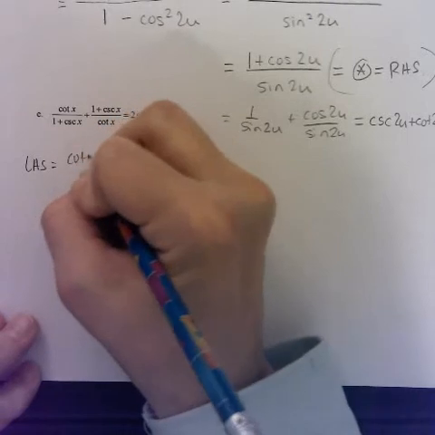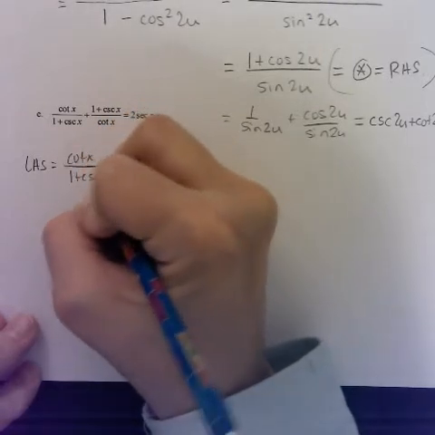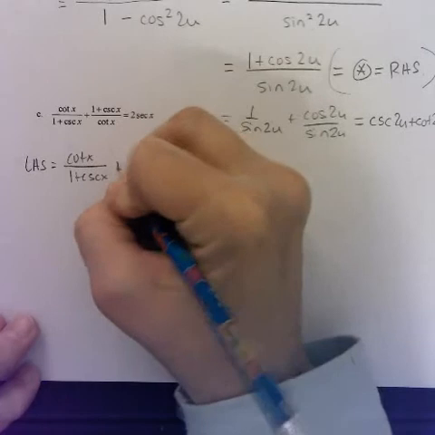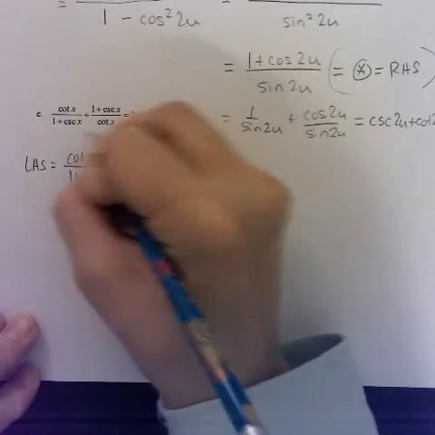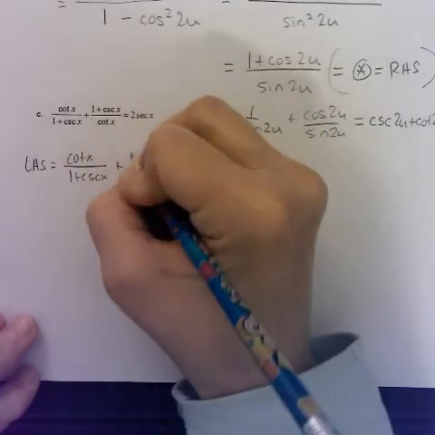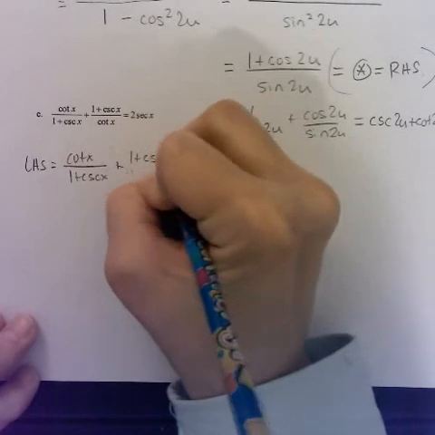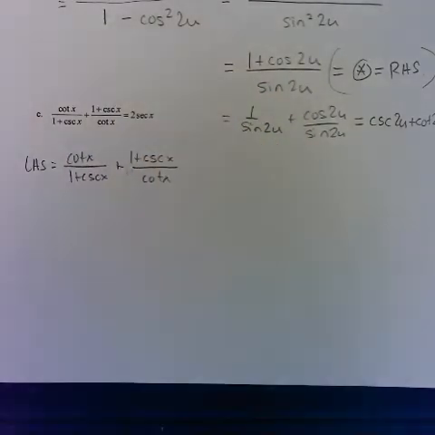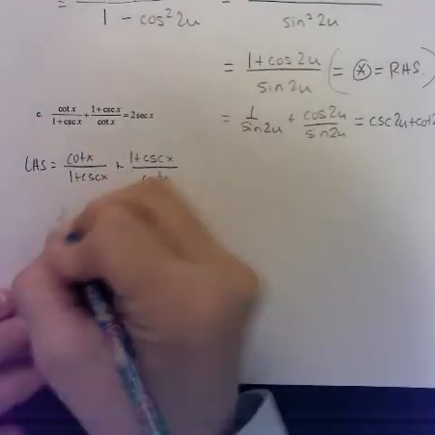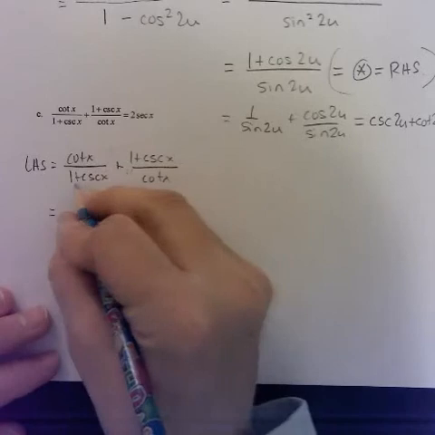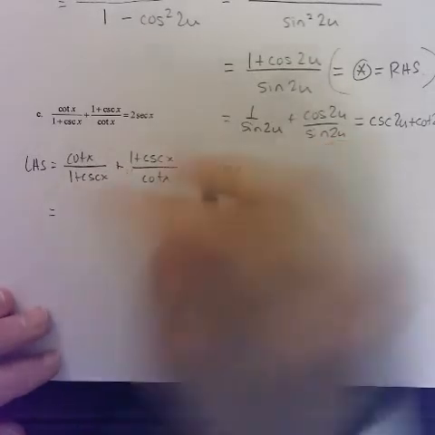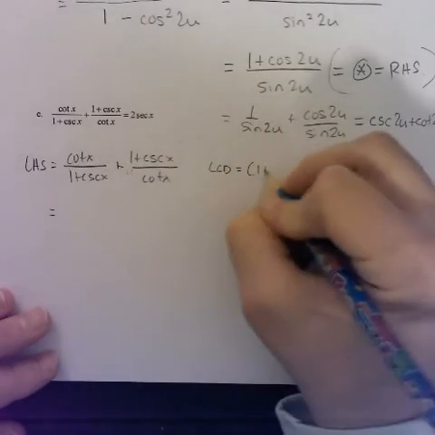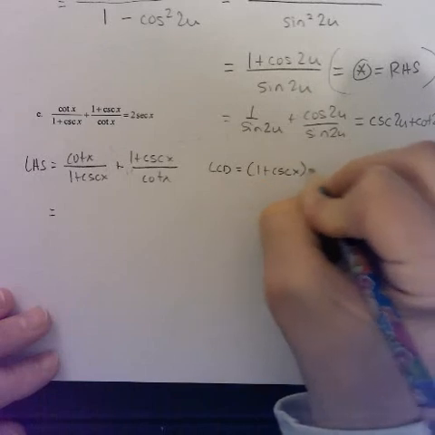And I think I wouldn't change to sines and cosines yet because I've got 2 separate fractions. I'm going to combine those first. And then I'll think about if I need to switch to sines and cosines. So the first fraction, well, the LCD here would be 1 plus cosecant x times cotangent x.